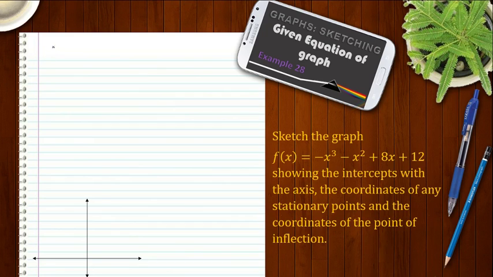Alright, so if I have f(x) equal to negative x to the power 3 minus x squared plus 8x plus 12, the first thing I can do is obviously I need my intercepts. So to find the intercepts, I need my x-intercepts.